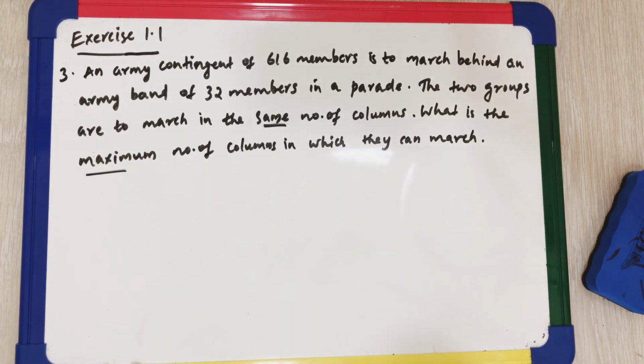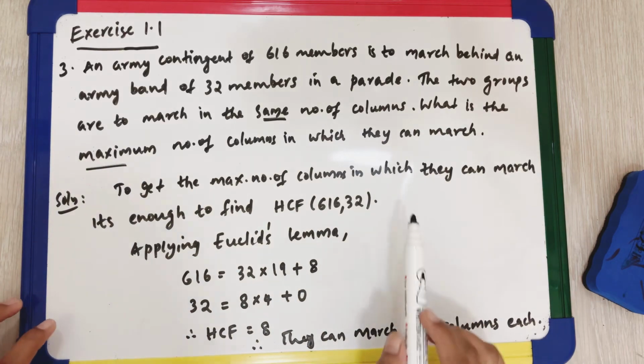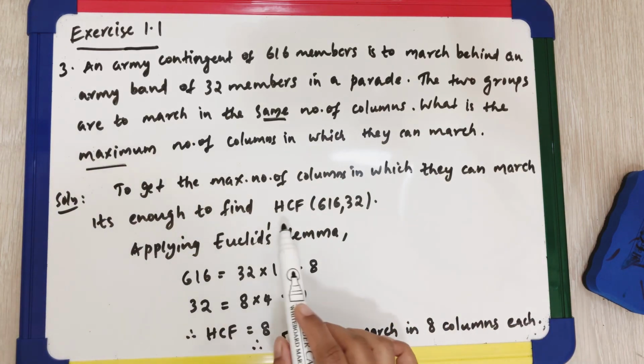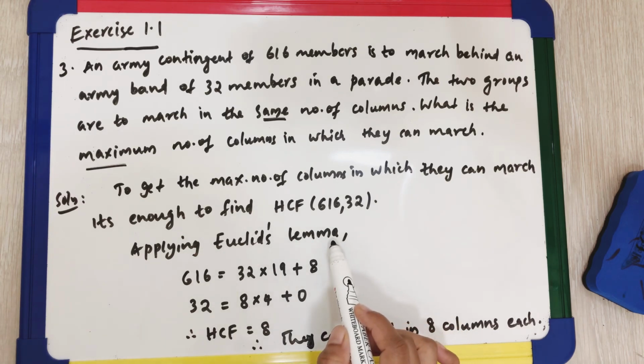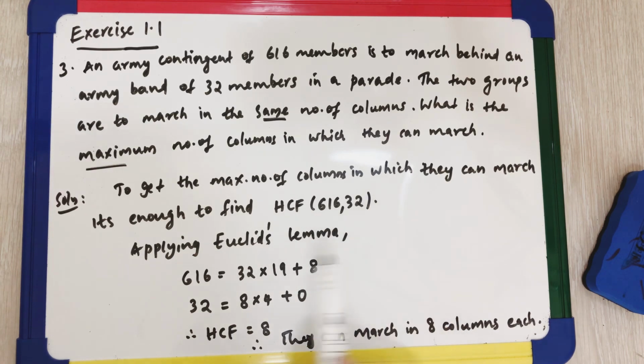We can write it in detail. To get the maximum number of columns in which they can march, it's enough to find the HCF of 616 and 32. Applying Euclid's lemma, here 616 is greater than 32. 616 is equal to 32 into 19 plus 8. The remainder is 8. Then again apply Euclid's lemma to 32 and 8.